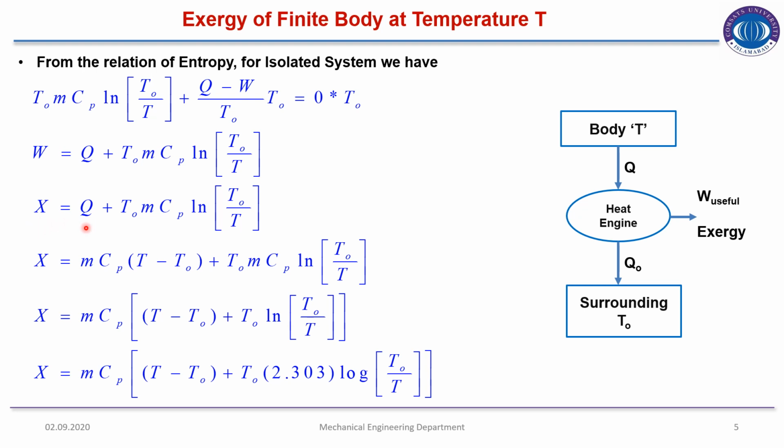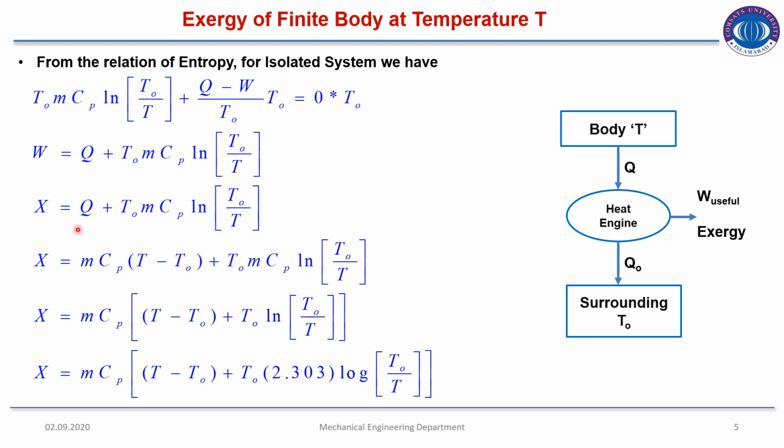So capital X or exergy is equal to Q, where Q is the amount of heat that is absorbed by the heat engine, plus T naught mCp natural log T naught over T. T naught is the temperature of the sink, m is the mass, Cp is the specific heat, and T naught and T are the temperature of the reservoir and body respectively.